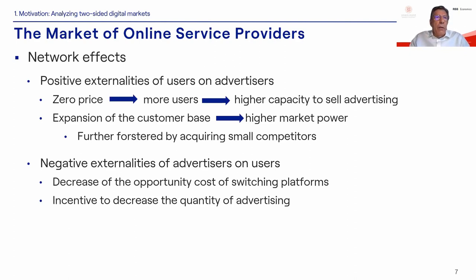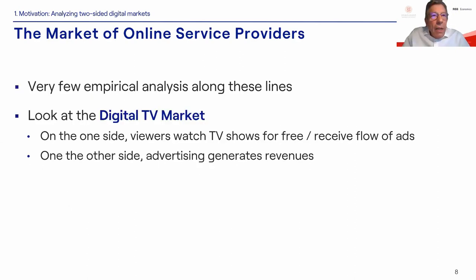In this case, that decreases the opportunity cost to switch between platforms, and that could be an incentive to decrease the quantity of advertising. So looking at the outcome of these different effects in a model is of course quite complex, and the source of a lot of economic debate and political debate. Unfortunately, there are relatively few empirical analyses along this line.